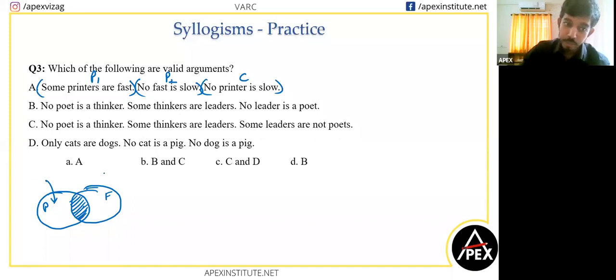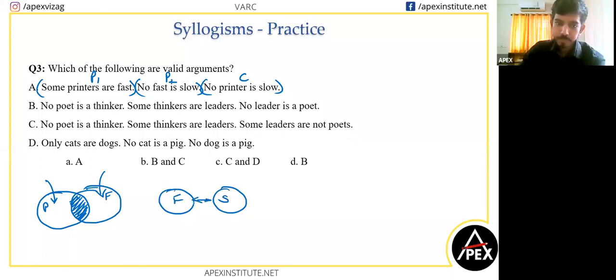And there can be other items which are fast, those which are not printers. Yeah? Fans can be fast, scooters can be fast, whatever. So both the circles can have other items. Only thing we know is some printers are fast here. And no fast is slow. So we have two circles, fast and slow, which are always mutually exclusive. They will never overlap. Okay, so some printers are fast and no fast is slow.